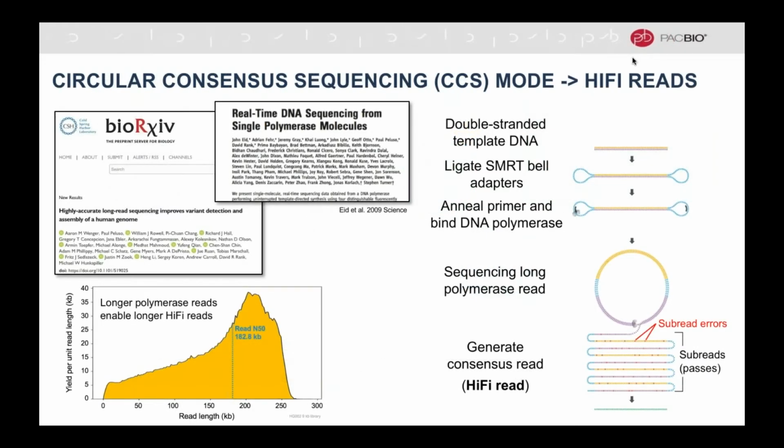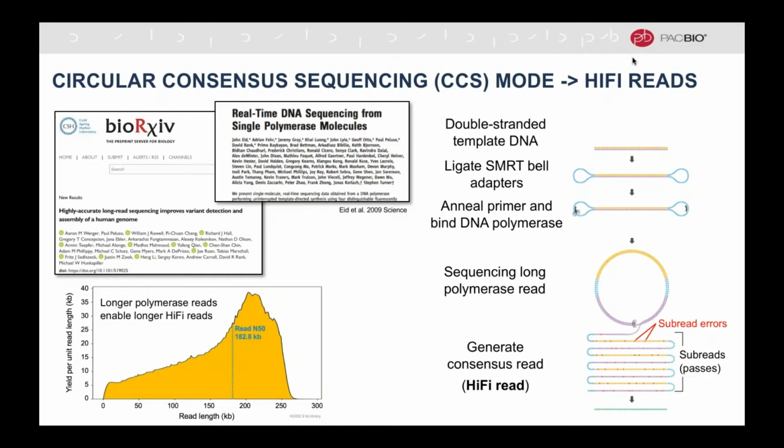HiFi reads are generated through a process called circular consensus sequencing, or CCS. CCS has always been available from PacBio, dating back to the original 2009 Science publication, but innovations in our sequencing chemistry in the last year have enabled much longer high accuracy CCS reads, which we now refer to as HiFi reads. To generate high accuracy reads with CCS, we take advantage of the circular PacBio library molecules.